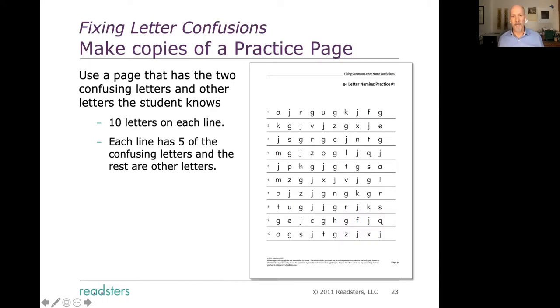We like to put 10 letters on a row, 5 of which are the confusing letters, 2 or 3 of the 5 on each row. And then the other 5 are other letters. And if we have 10 rows on a page, that gives you a nice page to practice from. You can use the same page over and over again, because if the student is confusing the letters, they're not going to be able to memorize the rows.